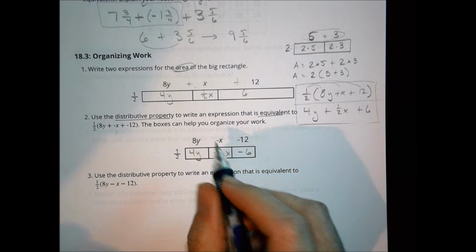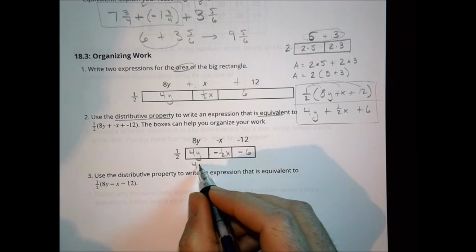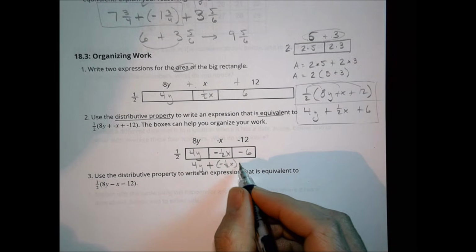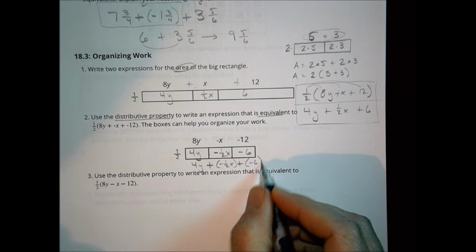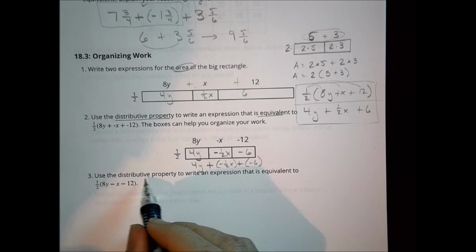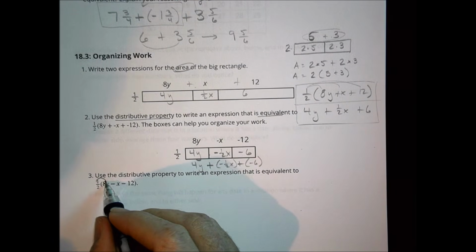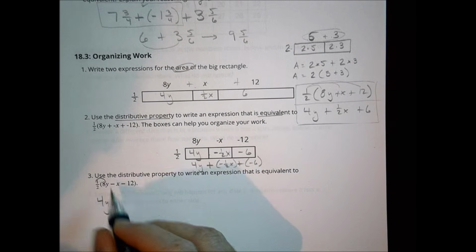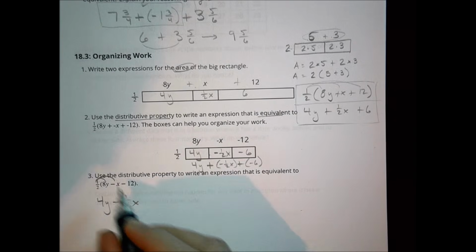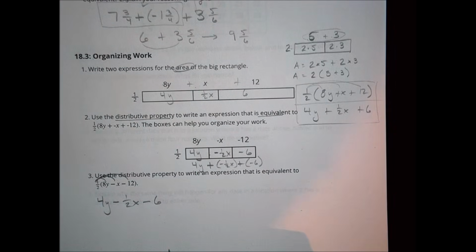But what I'm doing in this case is we're going to still combine all these together. So I still end up with 4y plus negative 1/2 x plus a negative 6. All right, so that's what I get when I distribute things around. Then it says use the distributive property on this one to write an expression that's equivalent to that. Okay, so same idea. So we do 1/2 times 8, which is going to be 4y, and 1/2 times a negative x, which is going to be a negative 1/2 x, and 1/2 times a negative 12, which is going to be a negative 6. So that one works the same way.